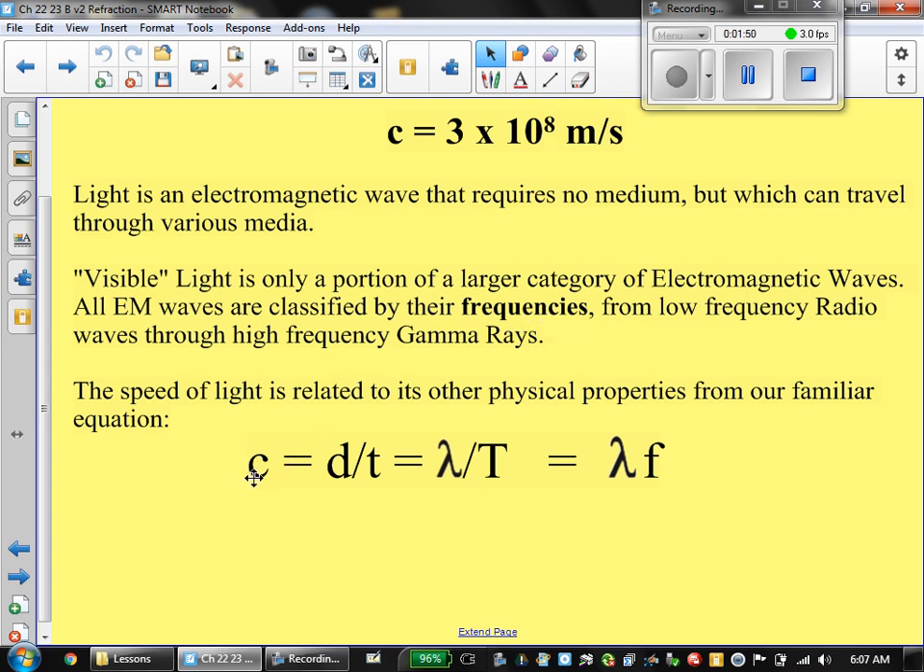Now, when we look at our equation, the speed of light is d over t. That's our definition of speed, distance and time. With a wave, the distance is the wavelength, how far it travels, and the time is called the period of oscillation. And again, that can also be equated to the wavelength and the frequency.